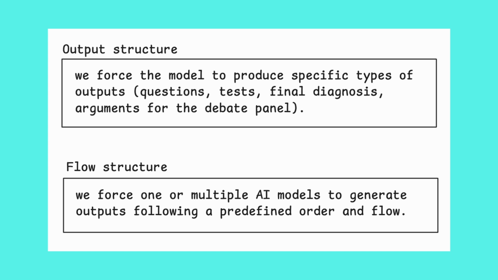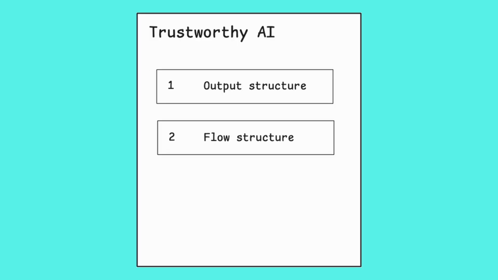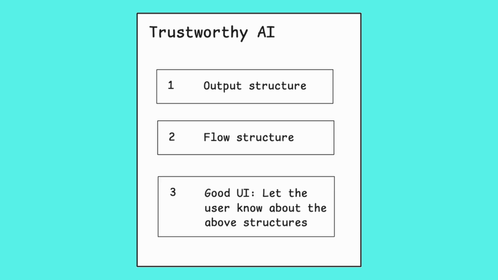Now that we have 2 mechanisms to get high quality output from an AI doctor, there's one last ingredient to make the system truly trustworthy and usable in practice. What we have seen is 1, you need output structure, and 2nd, you need flow structure. And the final ingredient is the system should let the user know that you are doing the above too. Not just behind the scenes, but the system has to show it on the user interface.